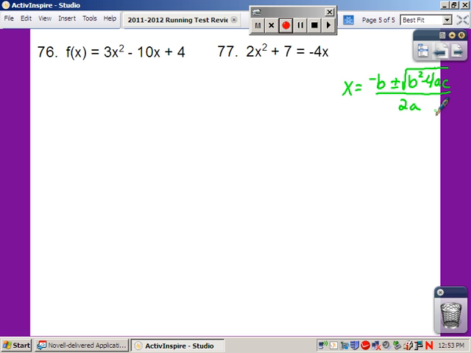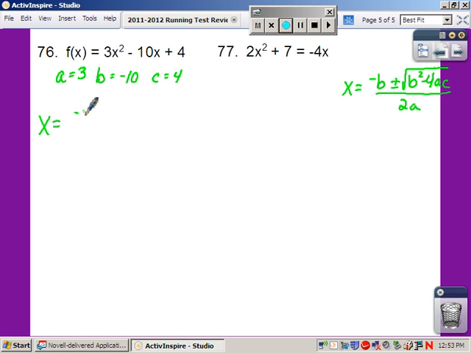So for each problem, you basically need to know what a, b, and c are, and then you're good to go. A here, the number next to x squared, is 3. B, the number next to x, is negative 10. C, the number by itself, is positive 4. So you've got to plug all that into that formula.